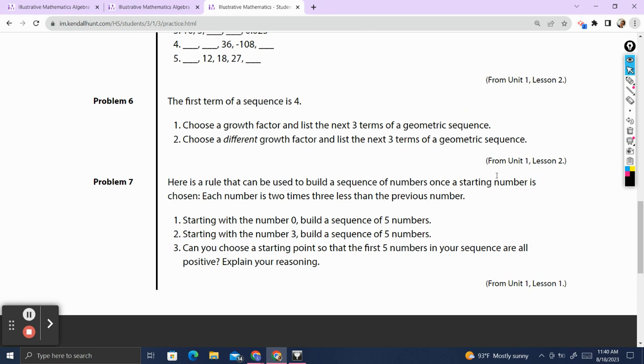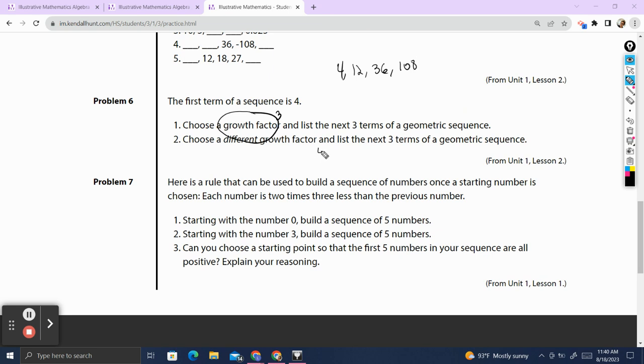The first term of the sequence is 4. Choose a growth factor and list the next 3 terms of a geometric sequence. So I've been using the word scale factor, they're using the word growth factor. It's the same thing. I'm going to choose 3 as my growth factor. So 4 times 3 will give me my next term, which is 12, times 3 again, which is 36, times 3 again, which will get me 108. And I got my next 3 terms.